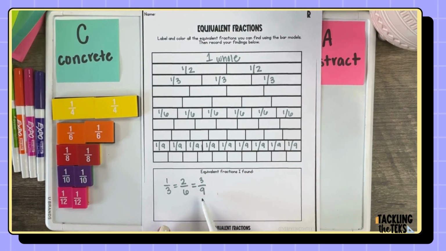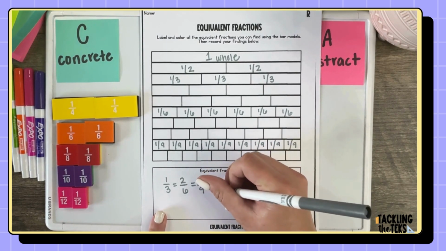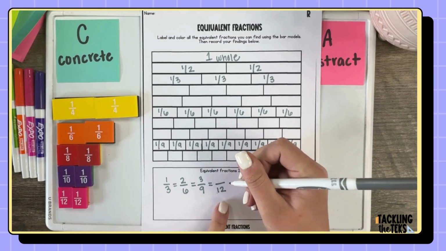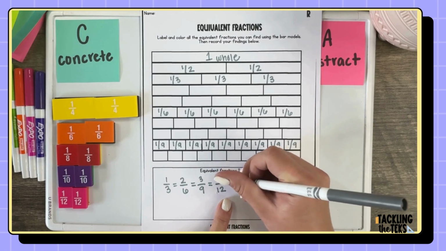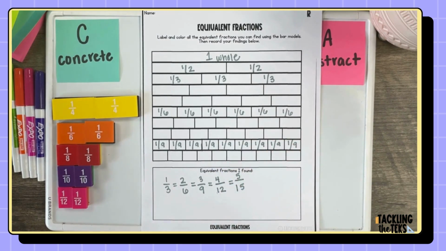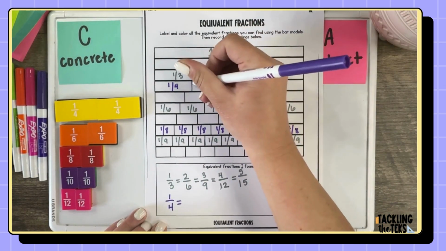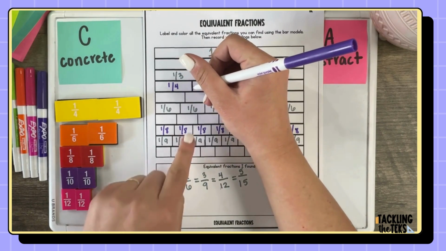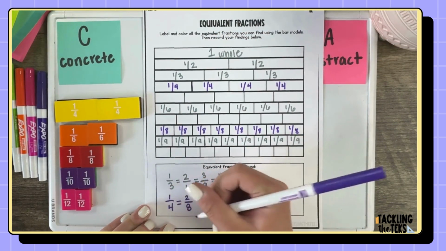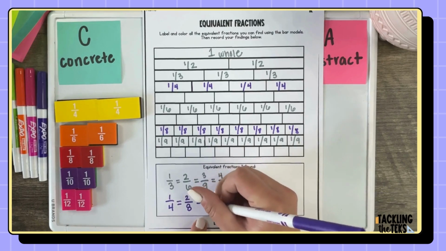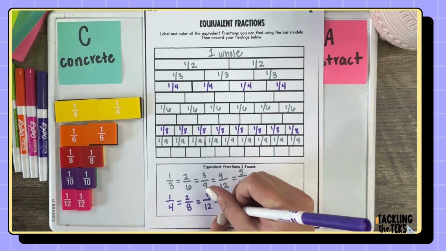Now here they could start to notice a pattern that my denominators are skip counting. So following this pattern, I can go ahead and write my next equivalent fraction, which would be 4/12. Then again, 5/15. We could show the same using the unit fraction of 1/4. 1/4 is right here. If I follow that line down, I see that 2/8 is also equivalent to 1/4. Following that pattern, if I keep skip counting, I can just keep going and writing all of these equivalent fractions.